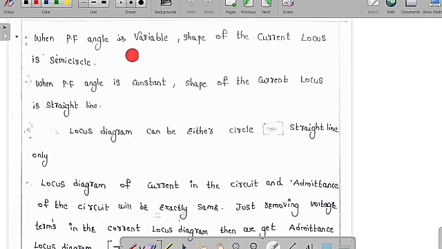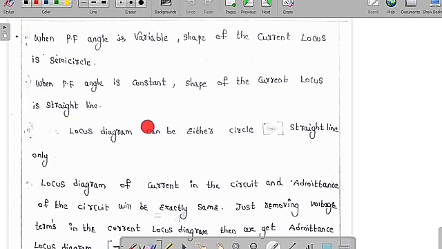When the power factor angle is variable, the shape of the current locus is a semicircle. So you get a semicircle only when the power factor angle is variable. But when the power factor angle is constant, the shape of the current locus is a straight line. The slope is constant, which means the power factor angle theta is constant, so you always get a straight line. If it is variable, you get a semicircle. Otherwise, you get a straight line.